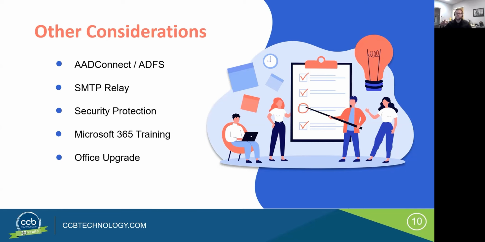SMTP relay: are you using any third-party applications or tools that you tie into email? So voicemail, faxing, printing and scanning, all of that, might mean you need an encrypted SMTP relay. Security protection: do we need to make sure that you have inbound and outbound spam filtering, or encryption turned on, or data loss prevention? All of that is components that you want to keep in the back of your mind.